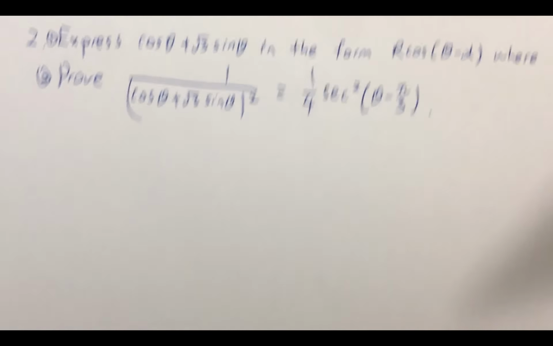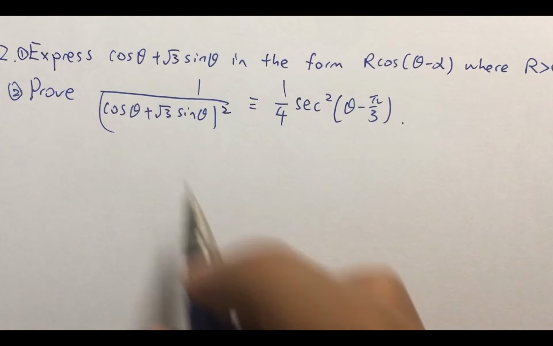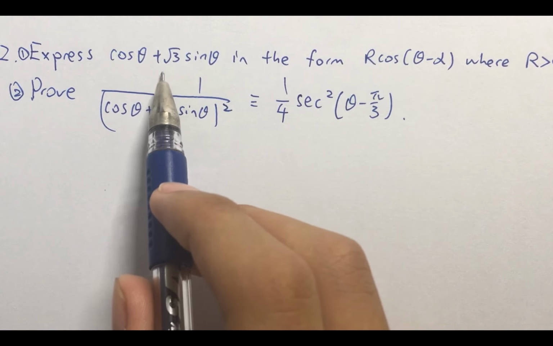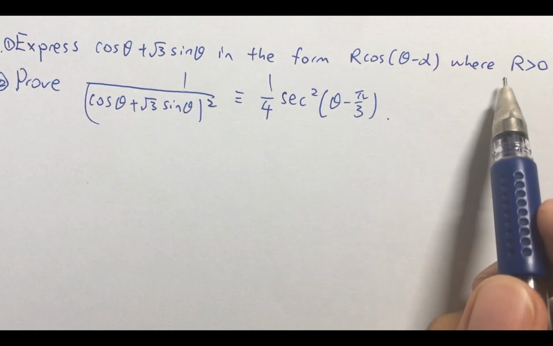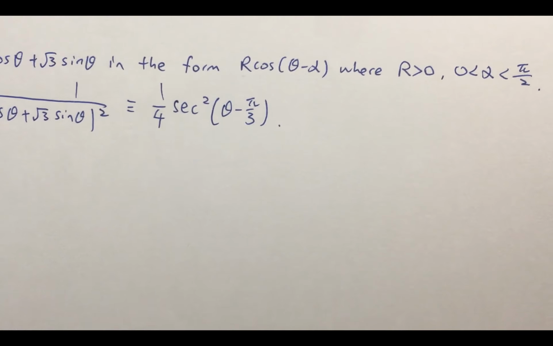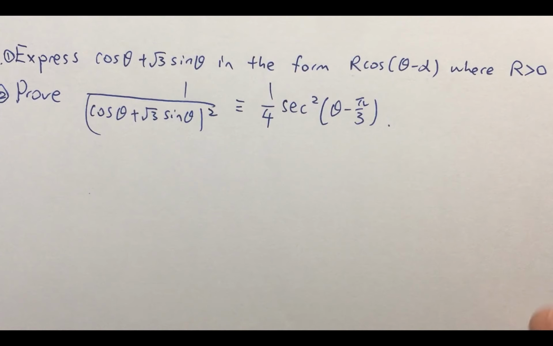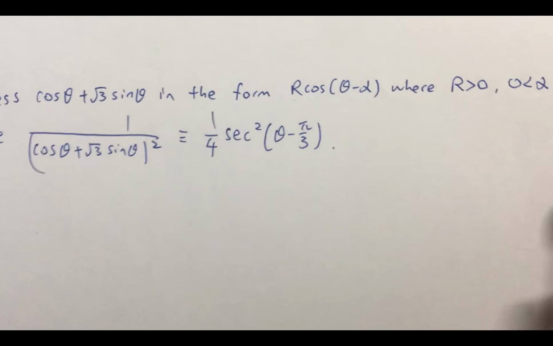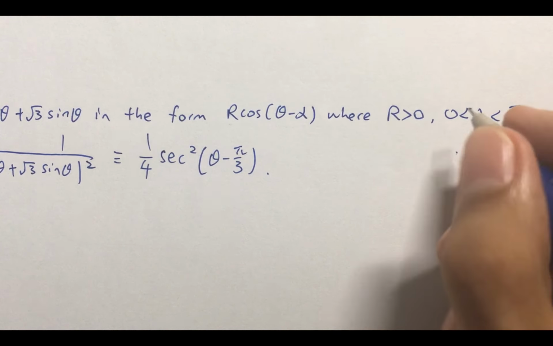Okay, now let's move up to a harder question. Express cosine theta plus square root 3 sine theta in the form of this, where r is greater than 0 and alpha is greater than 0 and smaller than pi over 2. Well, we know that this is in radian form, so our alpha is also in radian form.